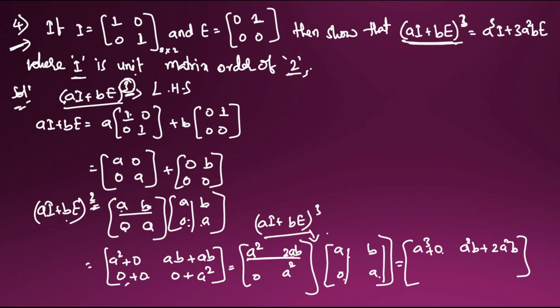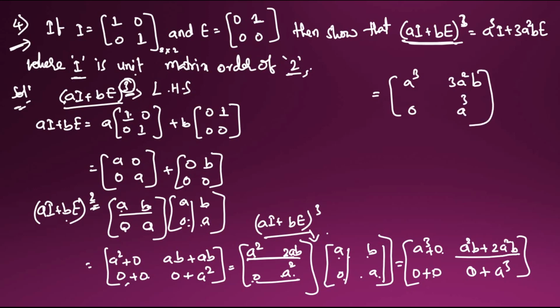Okay, so again 0 into A 0 plus A square into 0 0, and 0 into B 0 plus A square into A cube. So what we get is A cube and 3A square B and 0. So this is 3A square B and A cube we got. So this is (A I plus B) whole cube is equal to, okay.